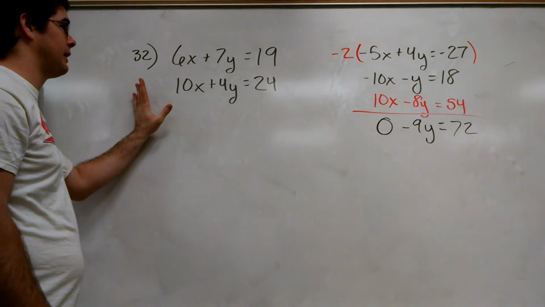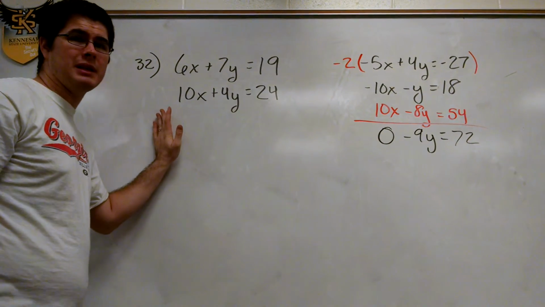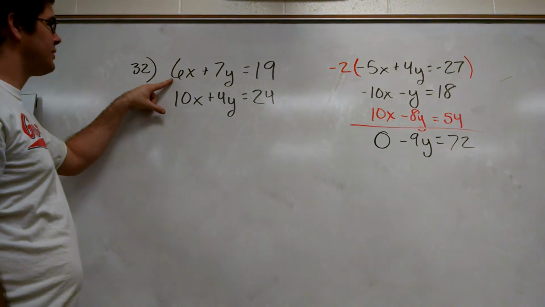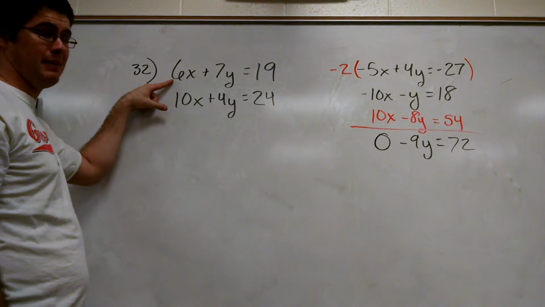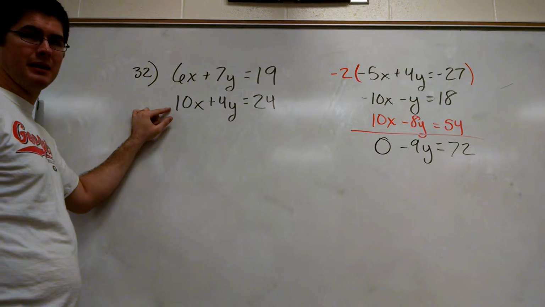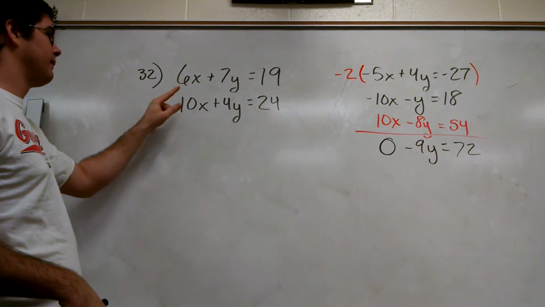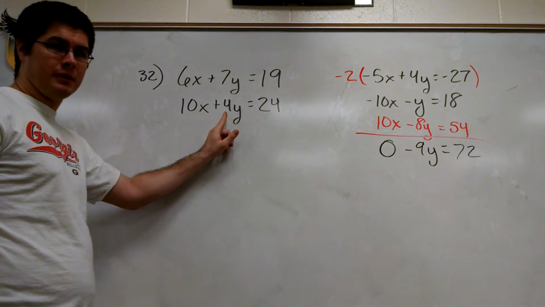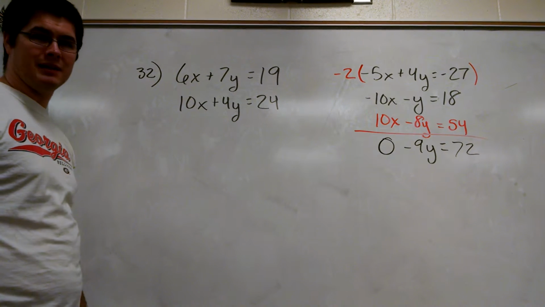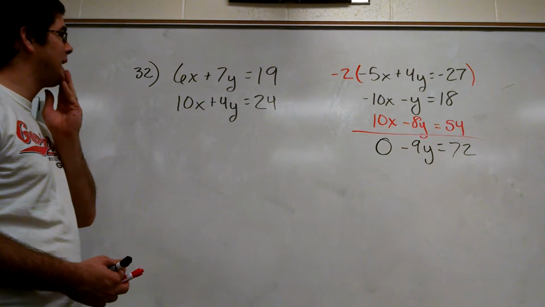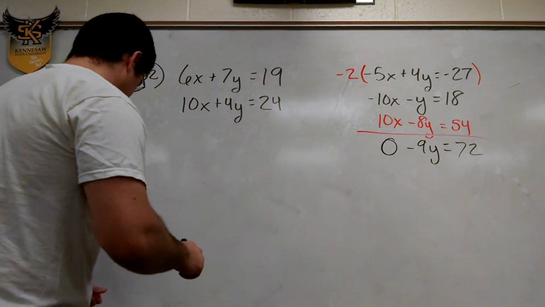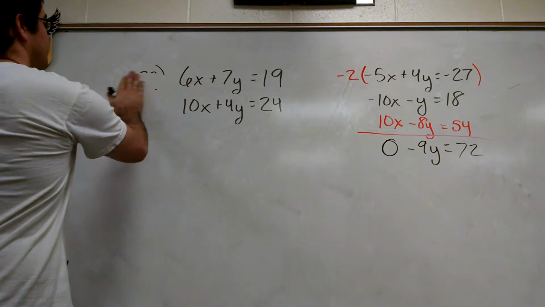32 is a little bit more difficult because you can't just multiply one equation by a constant so that you can add to eliminate. For instance, there's nothing I can multiply by 6 to give me -10 so that I can add it to 10x. There's nothing I can multiply by 10 except for a fraction, but let's not go there. There's nothing I can multiply by 4 so that I can get -7y to add to 7y to get rid of it.